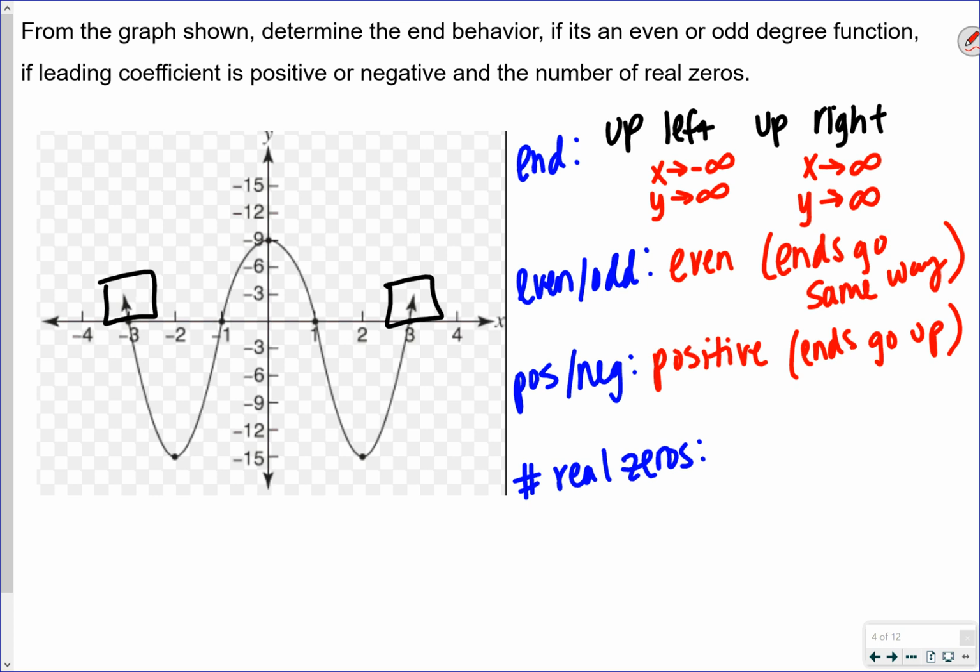And then the number of real zeros is just how many times I cross the x-axis. I cross it 1, 2, 3, 4 times, which means I could potentially have an x to the fourth here. I have 1, 2, 3, 4 zeros, 1, 2, 3 turns. My ends go the same way. It is possibly an x to the fourth. Could be more, but it has to at least be an x to the fourth.